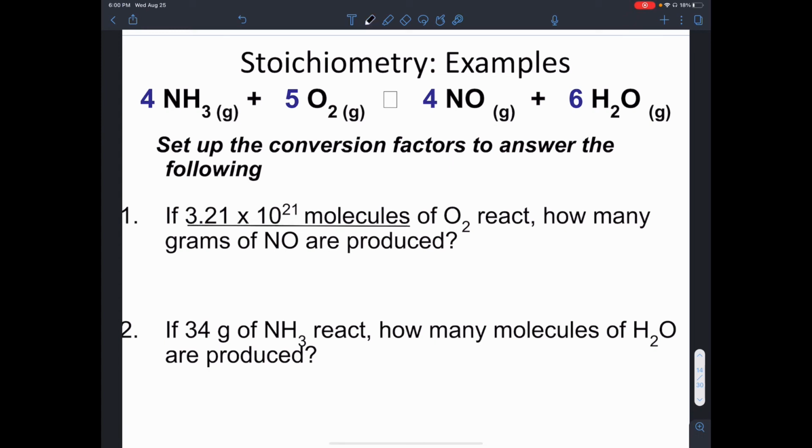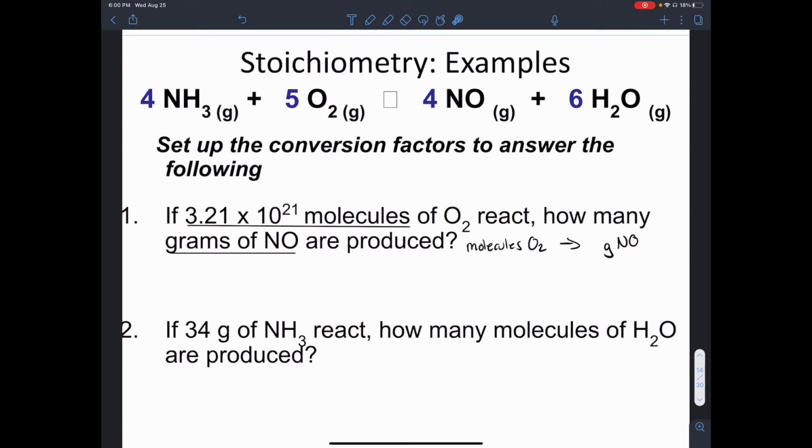3 molecules of oxygen react. How many grams of nitrogen monoxide are produced? This is going to have quite a few steps. I'm going from molecules of oxygen to grams of nitrogen monoxide. Now, what's a molecule? Is that the same as moles? No, molecules are particles, kind of like atoms, but O2 is not an atom. It's two atoms sharing electrons, so it's a molecule.